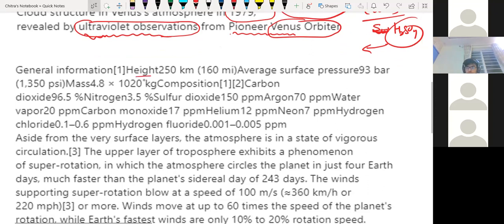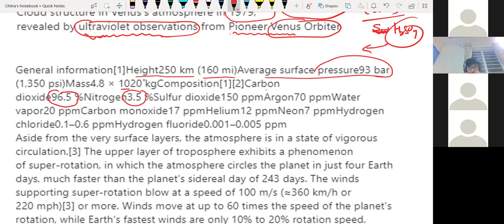So first it says height 250 kilometers, which is nothing but 160 miles. The average surface pressure of the atmosphere on the surface of Venus is 93 bar. Yes, we already went through that. Then mass is about 4.8 times 10 to the power 20 kg. Composition is mostly carbon dioxide, about 96%, and nitrogen is about 3.5%.